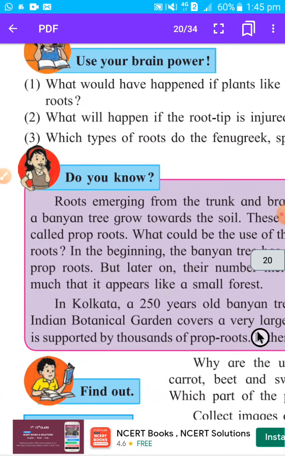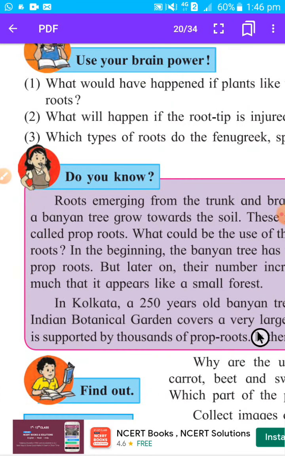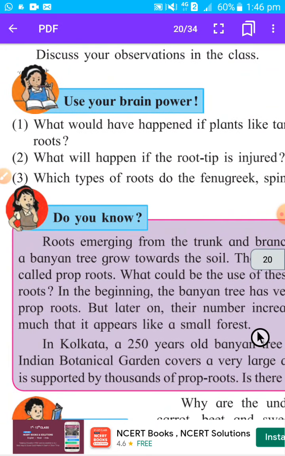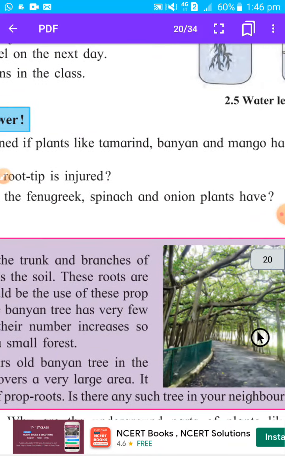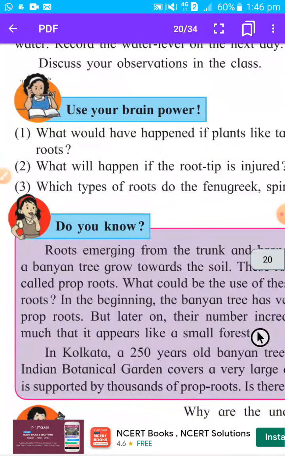Then use your brain power. What would have happened if plants like tamarind, banyan and mango had fibrous roots?